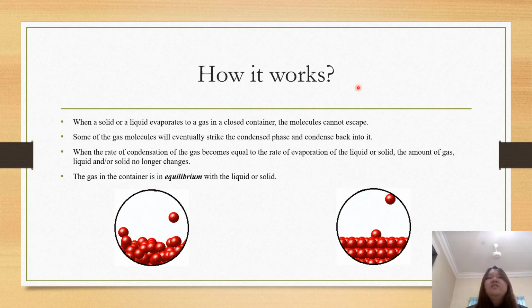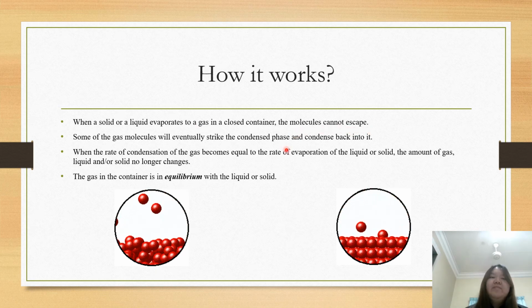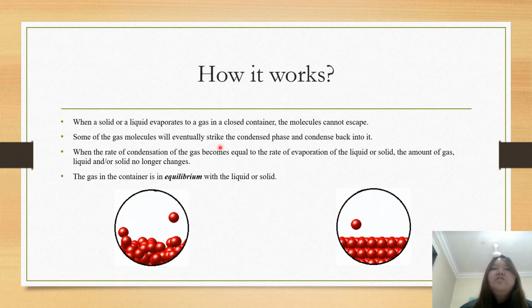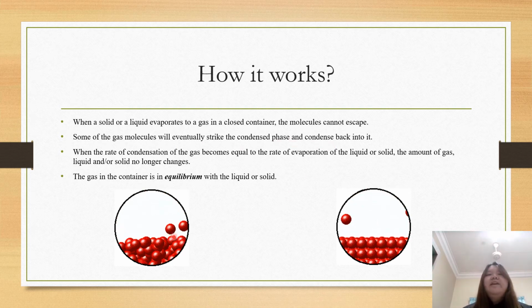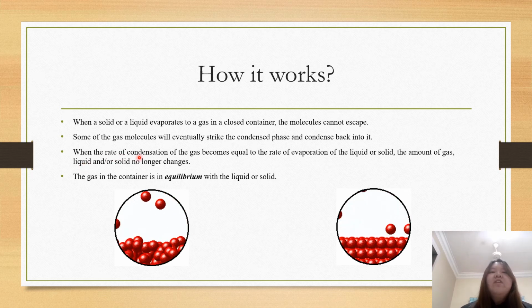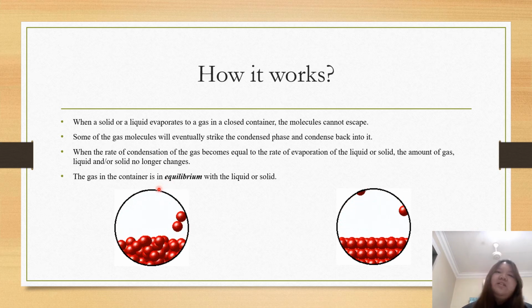So how does vapor pressure work? When a solid or liquid evaporates to gas in a closed container, the molecules cannot escape. Some of the gas molecules will eventually strike the condensed phase and condense back into it, as you can see from the picture here. When the rate of condensation of the gas becomes equal to the rate of evaporation of the liquid or solid, the amount of gas, liquid and solid no longer changes. So the gas can be said to be in equilibrium with the liquid or solid.